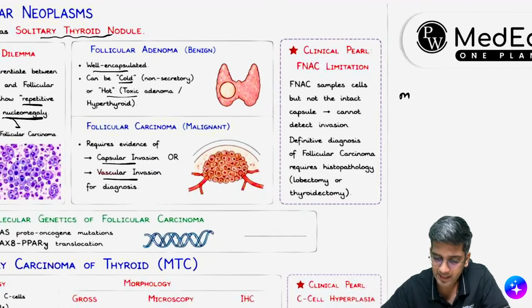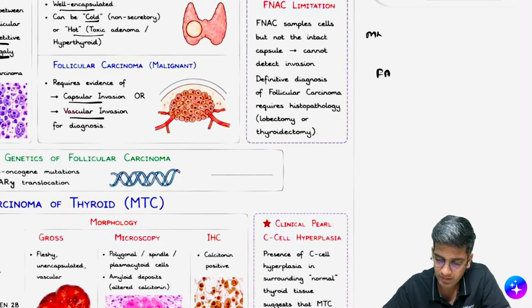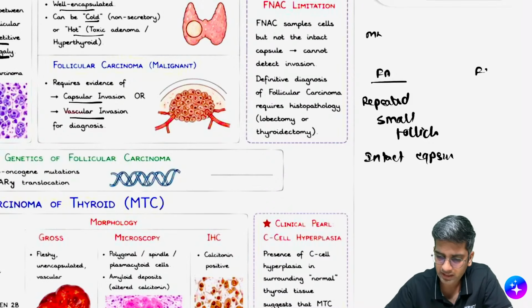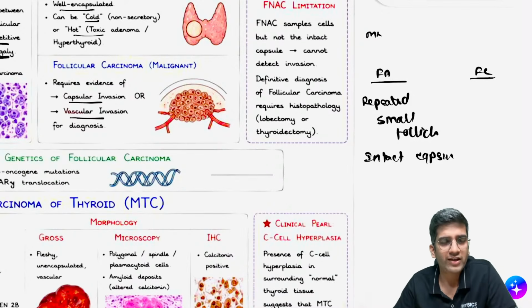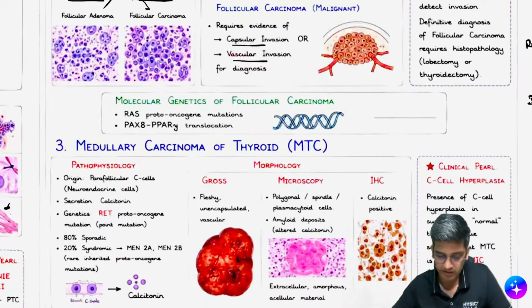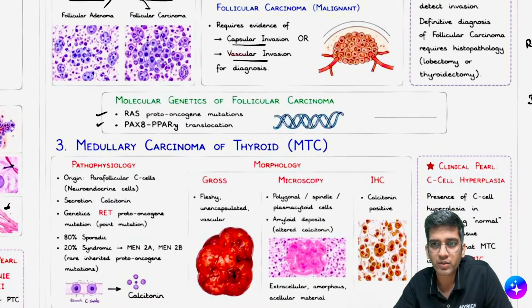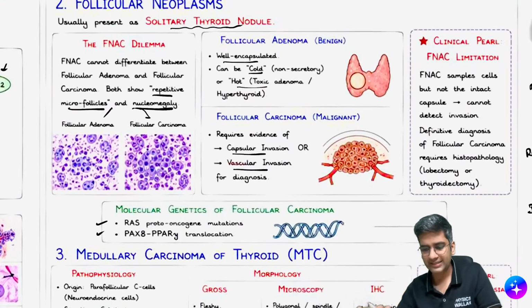So what I see in microscopy is simple. In microscopy of follicular adenoma, I'll have repeated microfollicles, micro or small follicles, or even normal follicles, plus intact capsule. And for follicular carcinoma, the only thing required is capsular invasion or vascular invasion, right? If we come to the molecular genetics of follicular carcinoma, RAS mutation and PAX8 and PPAR gamma, peroxisome proliferator-activated receptor gamma, translocation will be there, fine? Not at all mandatory with H&E. Don't worry about it. That's simple about follicular neoplasms.